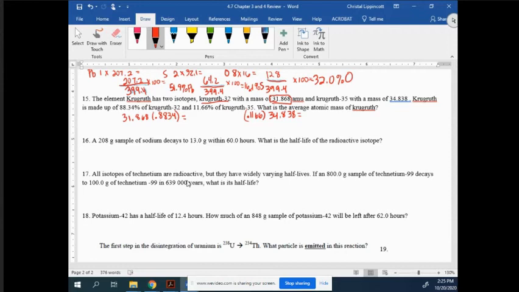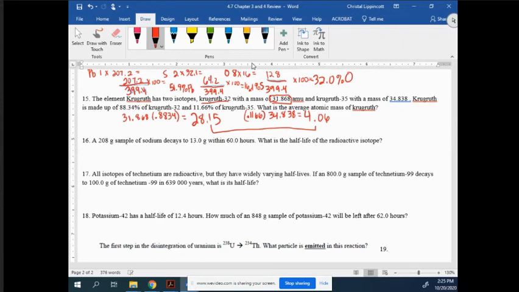So let's go ahead and do the calculation for that. We have 31.868. We're going to multiply that by 0.8834. And when we do that, we end up with 28.15. Over the next one, we have 0.1166. We're going to multiply that by 34.838. And we end up with 4.06. We need to add these two values together then.